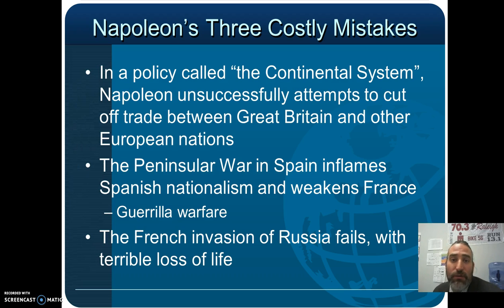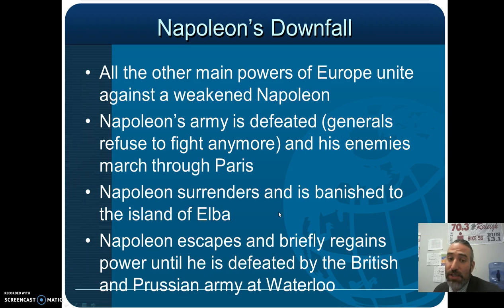So they lost like 440,000 troops without actually fighting one major battle. It was a huge loss for Napoleon, and he's unable to recover from that many troops dying. So his downfall really comes after that. All of the nations of Europe kind of combine together. Prussia, Austria, Great Britain, they get together and they fight against Napoleon, and his army is defeated.